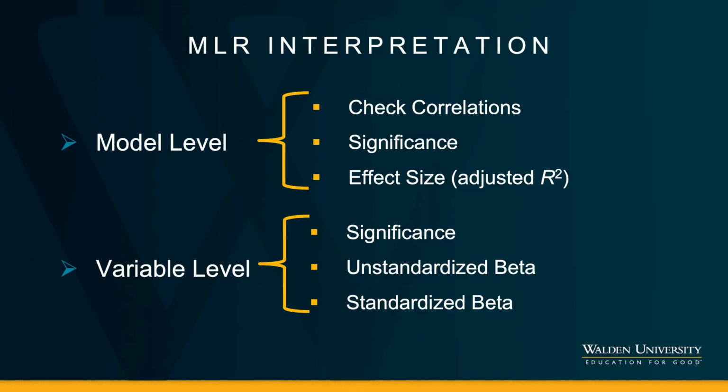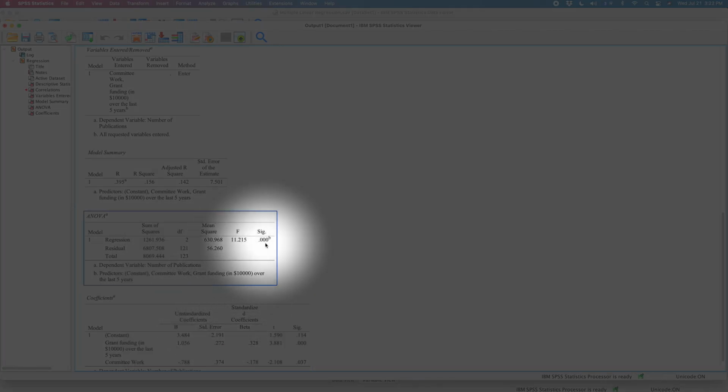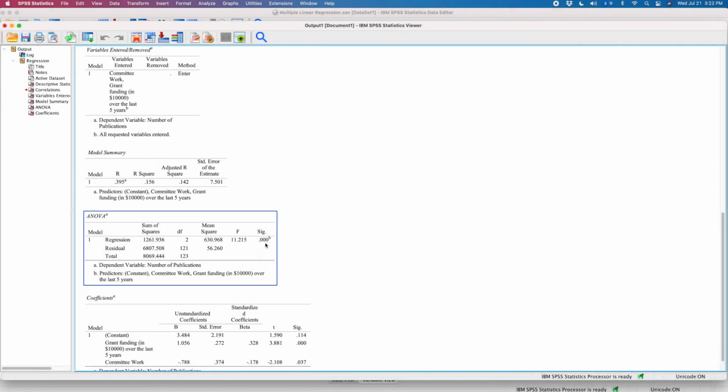My significance from my null hypothesis is evaluated by comparing this p-value to 0.05, the alpha. And this is significant, so my two predictors can predict the dependent variable. So number of publications can be predicted with the committee work and grant funding. And I can now interpret the effect size of the model.